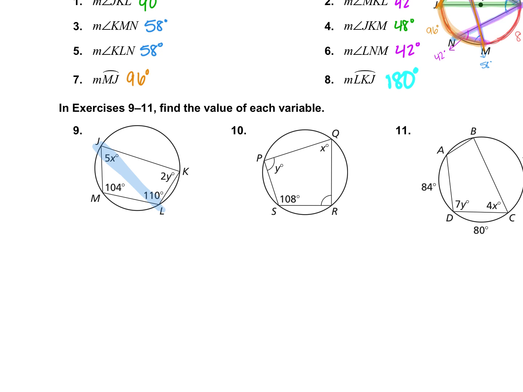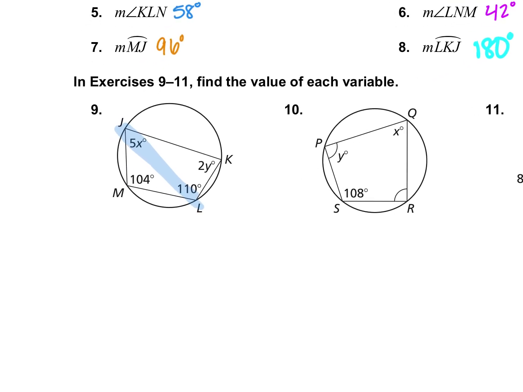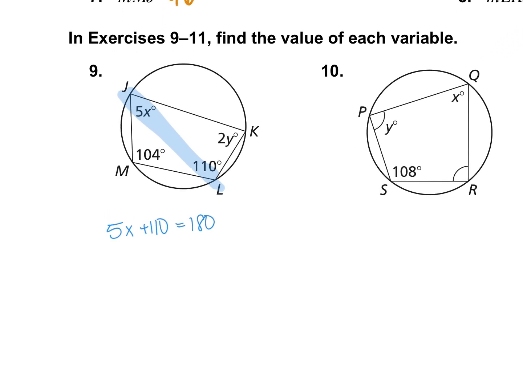So look at how I'm solving it. I'm putting it in as 5x plus 110 equals 180. And then you have to solve. Subtract 110. You're going to get 5x equals 70. Divide both sides by 5. X equals 14 degrees.